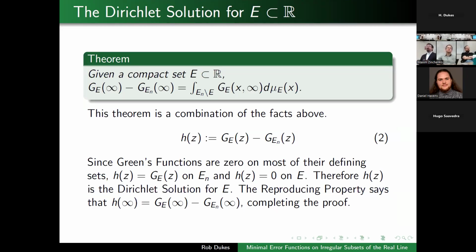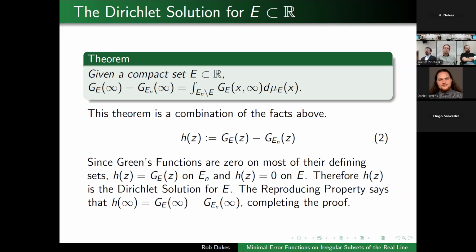So now that we have this, we're going to say what is the solution for the Dirichlet problem here for E in R. This is combining a few things we said before. We said that reproducing property, which is to say, we'll create a new function h of z, which is the Green's function on E minus the Green's function on En. Remember, E and En are two separate sets. E is a subset of En. And so we're just defining this new function that's the difference between them.